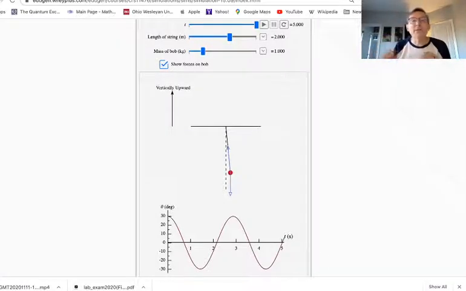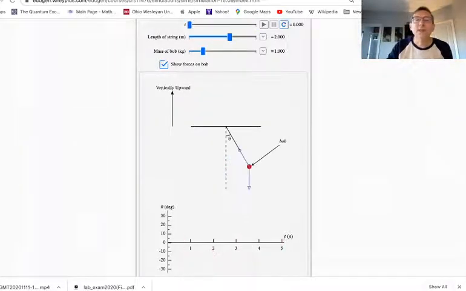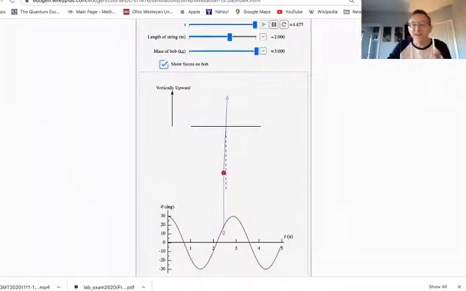All right, I'm going to reset the animation, and I'm going to change the mass. Let's make it as big as we can, 3 kilogram mass. Notice the force vector arrows changed. But now let's run it and see if the period has changed. It hasn't, right? It's still just a little under 3 seconds. The period was not affected by the mass.